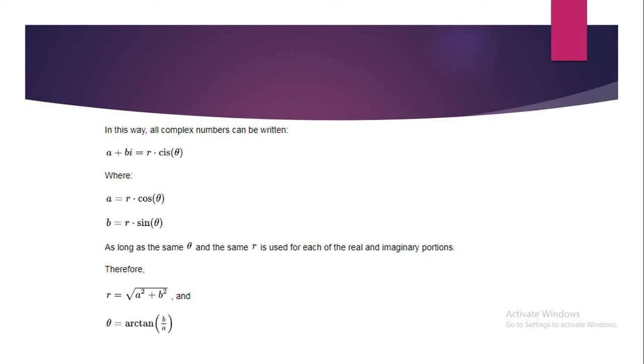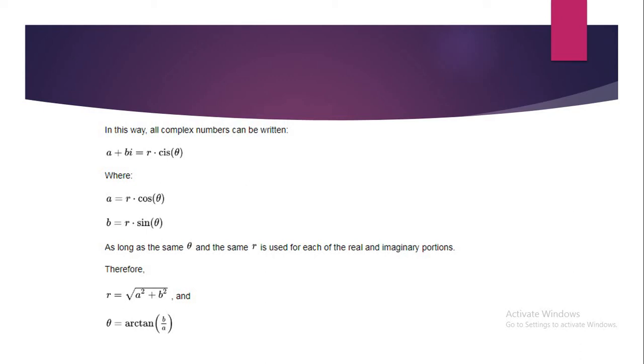r is equal to, let's put it inside brackets, open brackets, a plus b. You remember that, a plus bi. So a, the real number, plus b, the imaginary number, then close brackets, and then to the power 2, or squared.